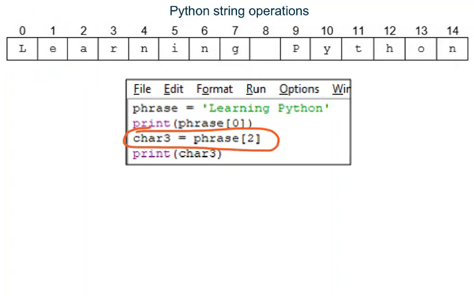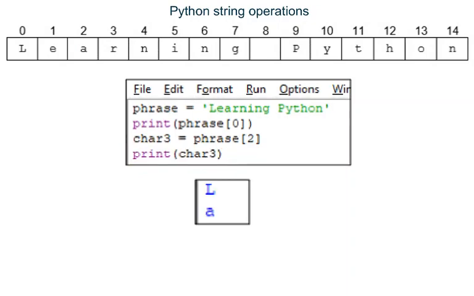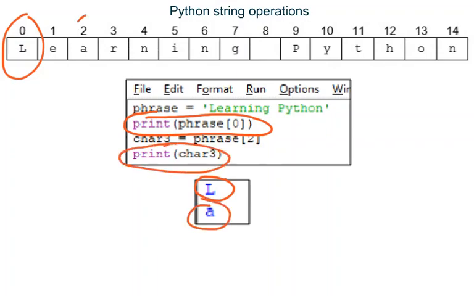Line 3 creates a new variable named char3 and stores in variable char3 the character at position 2. Because our numbering system starts at 0, index position 2 is the 3rd character of the string. The final line of the program prints out the character that has been stored in variable char3. So when the program is run, line 2 outputs uppercase L and line 4 outputs lowercase a.